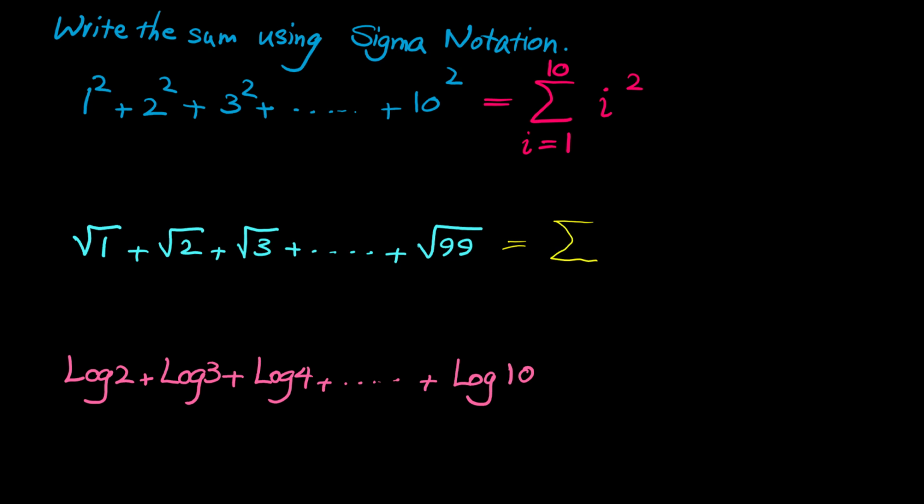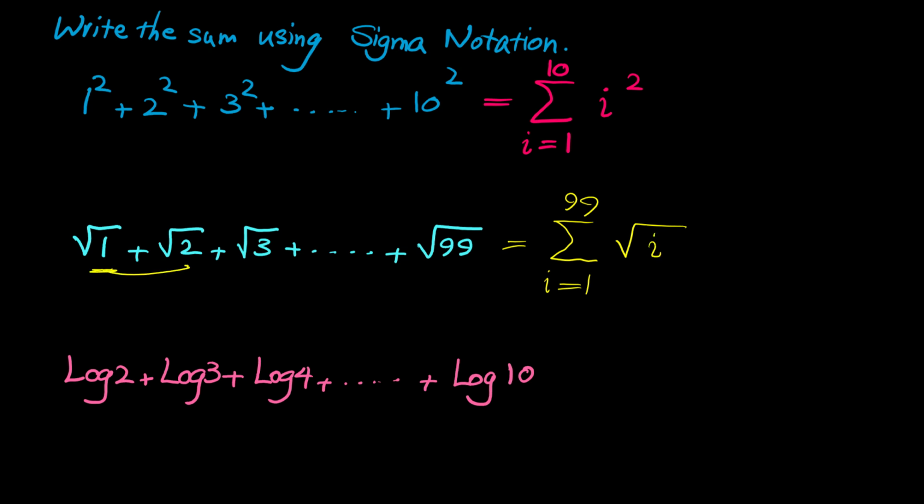Again, first we put a sigma here. Because it starts from 1, so we start i from 1. You can use j, k, whatever you like. i starts from 1 and it goes up to 99, so 99. As we can see, we have a square root over every single term, so we have to have a square root. And inside the square root, it's i, because it's changing.